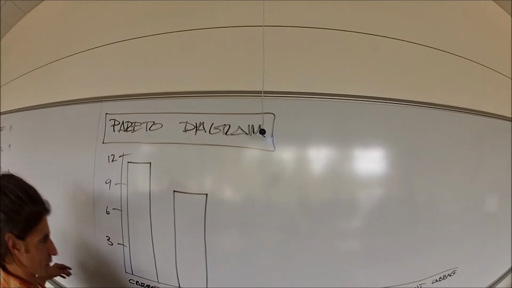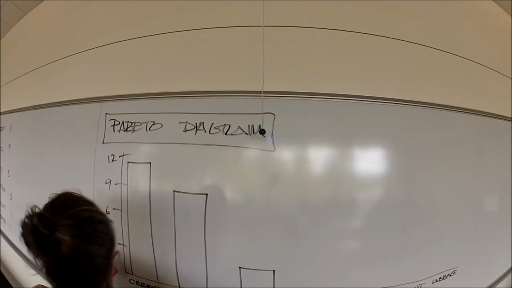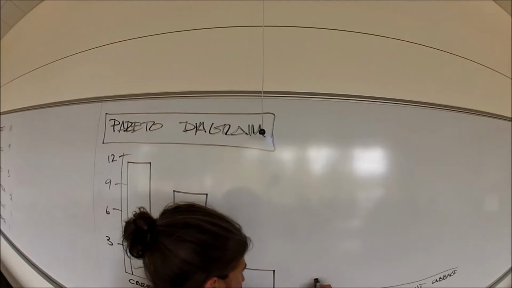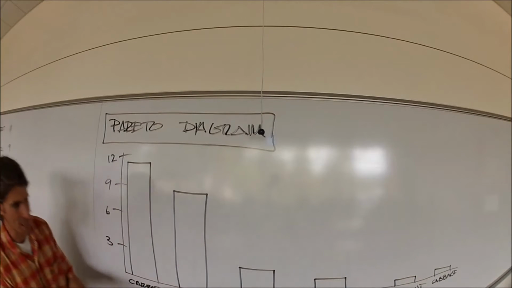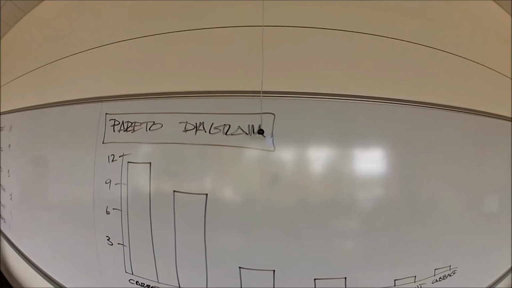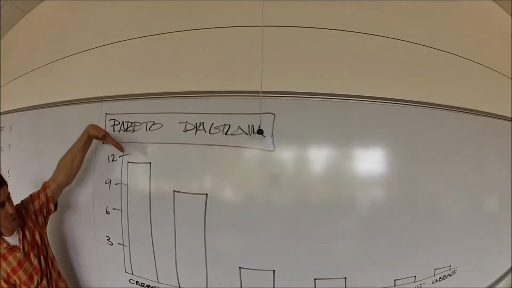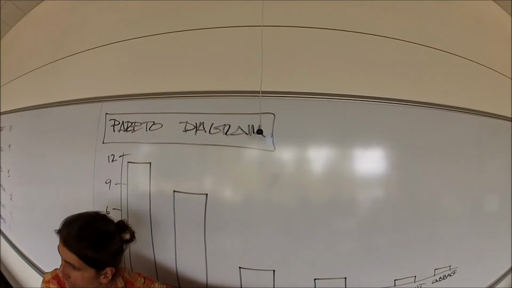And you can get all purist if you want to and tell them the bars have to touch, but the bars don't have to touch. It doesn't matter to me. I think Excel defaults to not having them touch. You're not losing any data by not having it touch. Pareto diagrams, if they're truly Pareto, will always have this exponential decay shape to them.